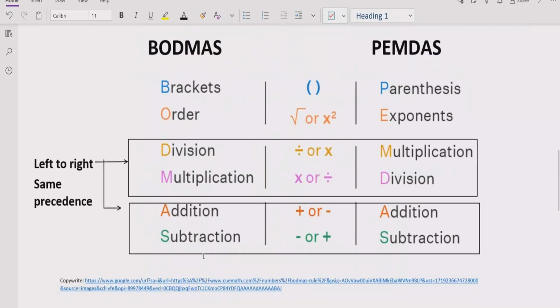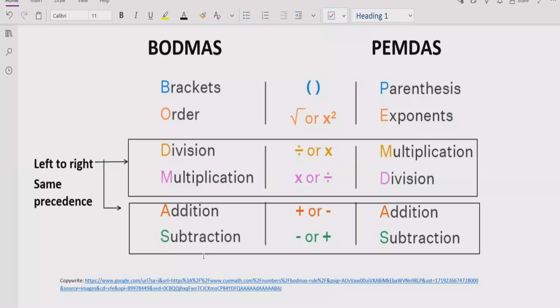Let's recall what PEMDAS and BODMAS are. As you can see on the screen, PEMDAS means P for parenthesis, and in BODMAS we have B for bracket. So it means that if your expression contains any bracket, you have to solve that part first. After that, you have to solve the exponent and order. So you have to see the power of any number and solve that part after the bracket.